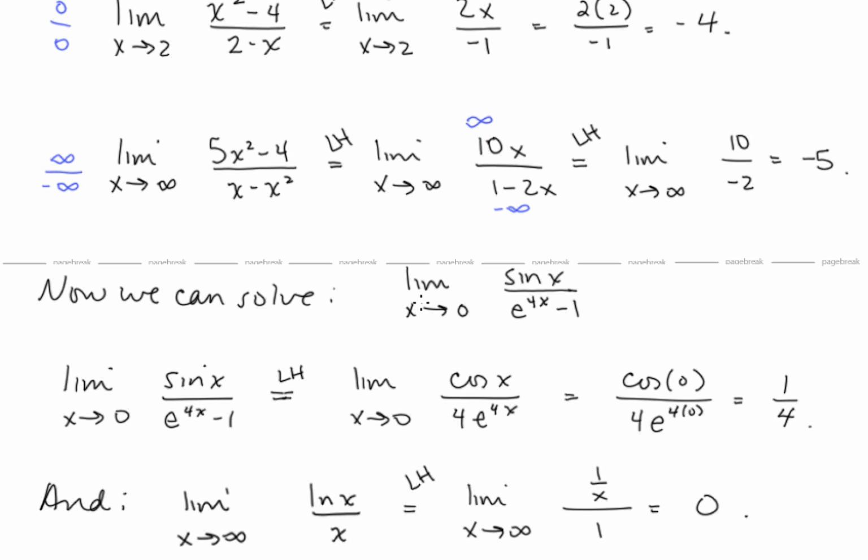So now we can solve the limit as x goes to 0 of sine x over e to the 4x minus 1. Again, the first thing we do is try to plug in 0, and when we recognize that we have 0 over 0, we realize we can use L'Hopital's rule. So we take the derivative here, and that's cosine x. Our derivative here is 4e to the 4x. And now we plug in x equals 0. So we have cosine of 0 over 4e to the 0, and that's 1/4. Notice here, every time I use L'Hopital's rule, I'm putting an LH over my equal sign.